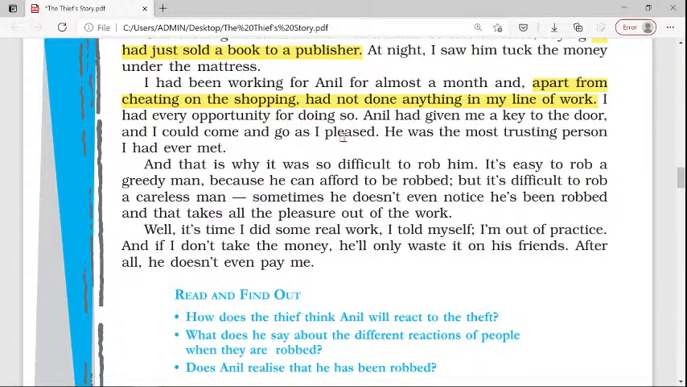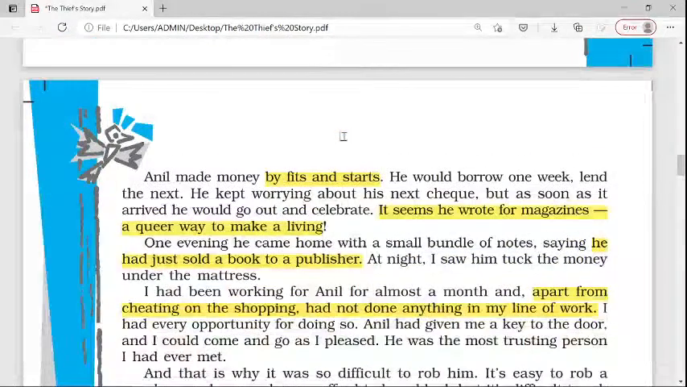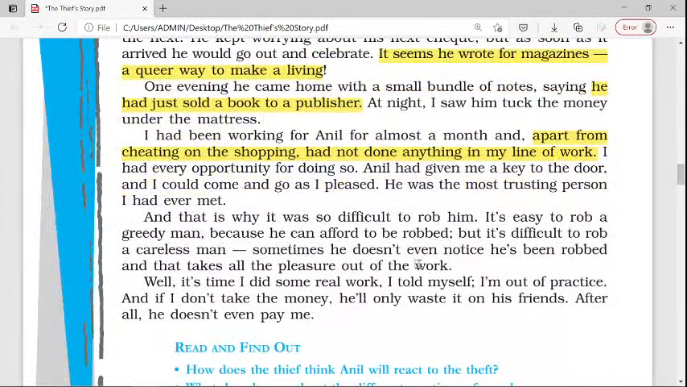Now that he could see Anil tuck a small bundle of notes under the mattress, he could easily take advantage of the situation and cheat. "I had opportunity," he said. What kind of opportunity does he mention here? He mentions that now that he has seen Anil tuck away a small bundle of notes under the mattress, he can easily steal it. That is why he said, "I had every opportunity for doing so."